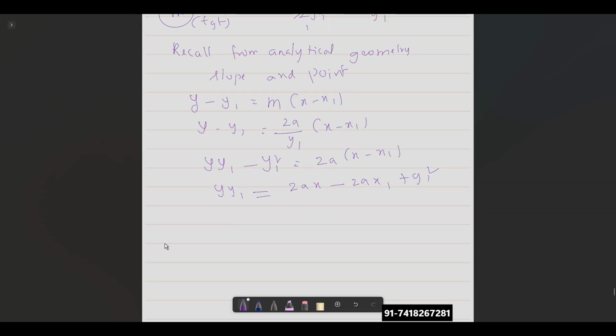If you substitute y1 square is equal to 4ax1, so y y1 equal to 2ax minus 2ax1 plus 4ax1. That becomes 2ax1. So y y1 equal to 2a common, x plus x1. So this is the equation of tangent in Cartesian form.